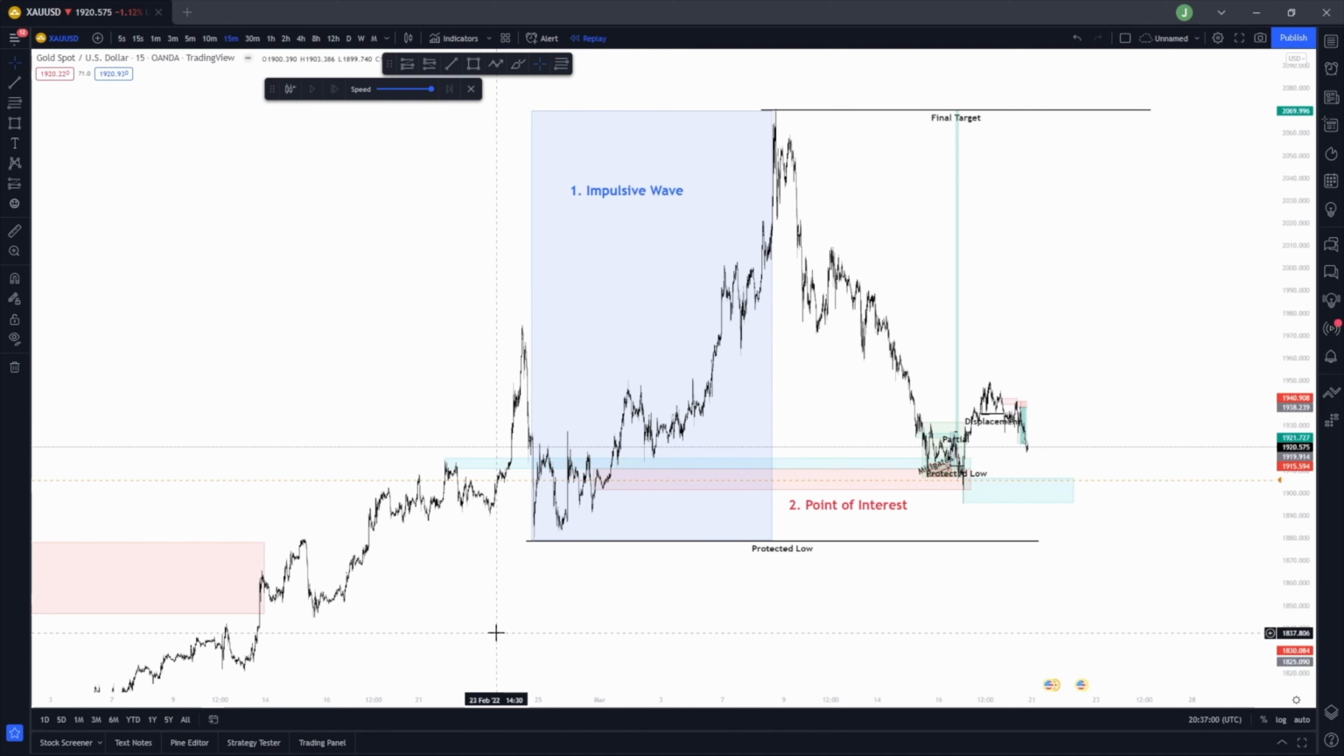So we see here one impulsive wave. That is my blue box. We've had this bullish impulsive wave upwards, and then price began to retrace back down, building a correctional wave.